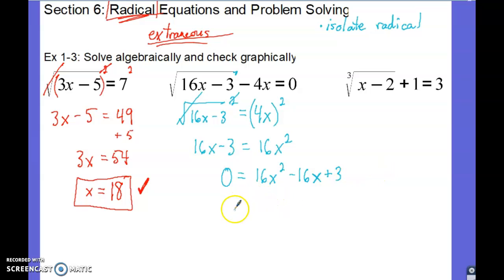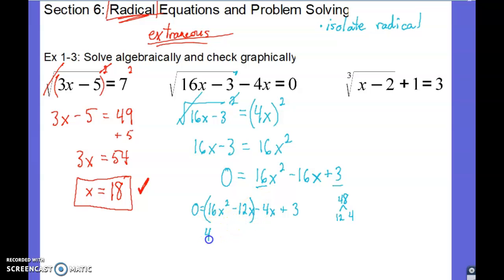let's see, is this factorable? Let's see, 16 times 3 is 48. Factors of 48, maybe 12 and 4. There we go. So maybe you'd rewrite the problem as 16x squared. It'd have to be minus 12x and minus 4x to get to that. And then you can group.